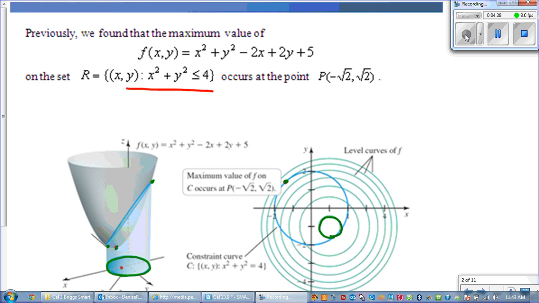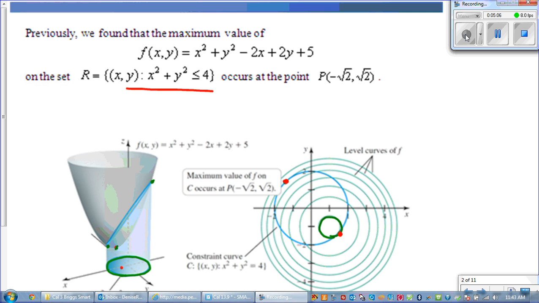So this point out here was a point on the constraint that had the largest z-value, the largest level curve value of all of them. Now, the smallest one was right here. So what we want to do is figure out, how do we identify this point and this point? What's special about those that distinguish them from every other point on that constraint?